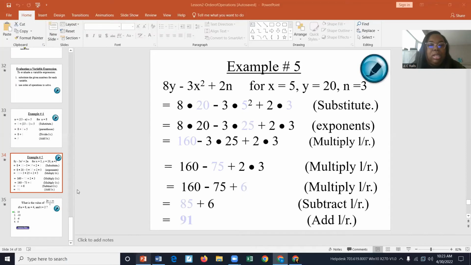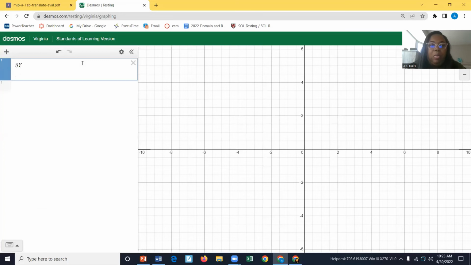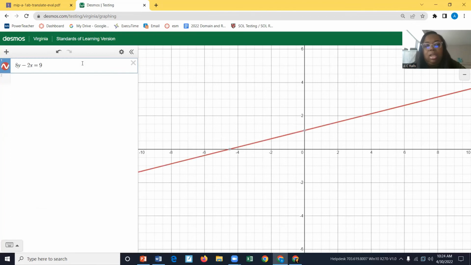So let's say, for instance, I was given this problem for Desmos, 8y minus 3x squared plus 2n. So if I was to input that into Desmos, 8 lowercase y, minus 2n, well, let's say 2x equals 9. You see how it's already trying to graph?